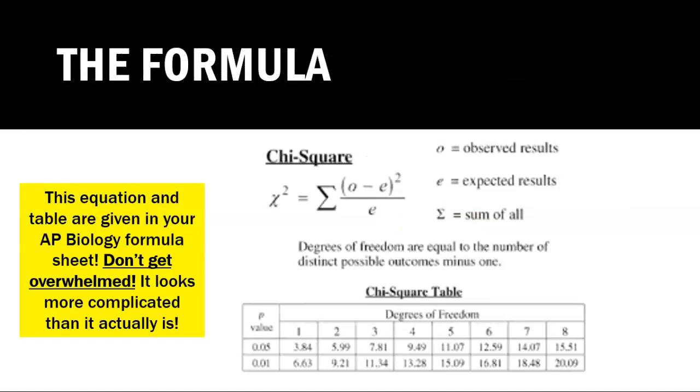So here's the formula, and this formula is going to be given to you on your AP Biology formula sheet. If you have your laminated sheet next to you, go ahead and get that out. Have it handy because we will be using it today. Don't get overwhelmed by looking at the formula. I know it looks complicated, but it's actually a lot easier than it looks. Let's figure out how we're going to use this formula to do statistical analysis in genetic crosses.